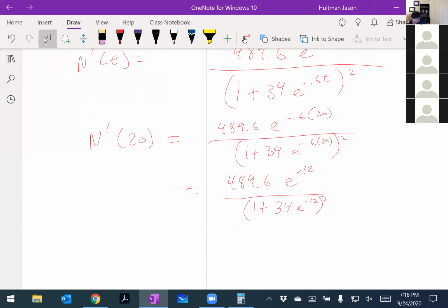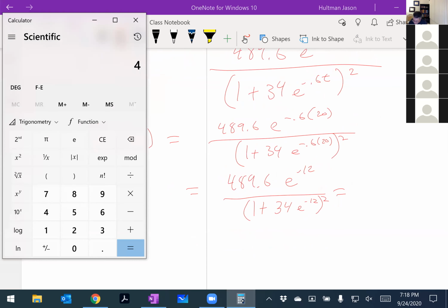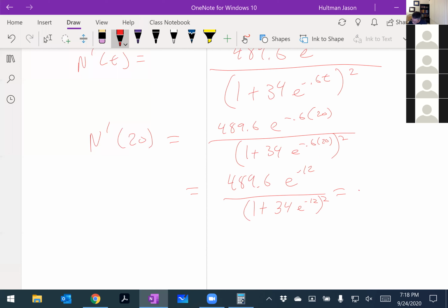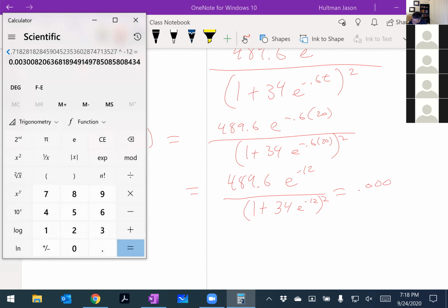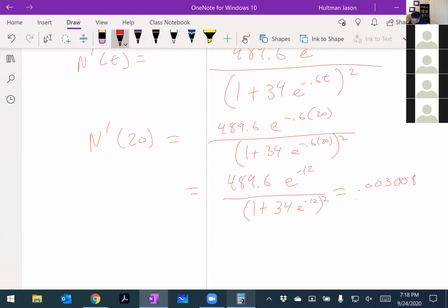Now I'm going to plug it into the calculator. I might have to do it separately, but it's all good. 489.6 times e raised to the negative 12th power is 0.003008. I'll just go out 6 decimals.